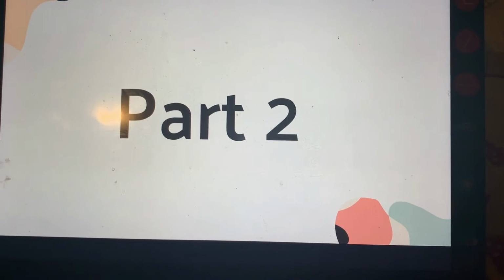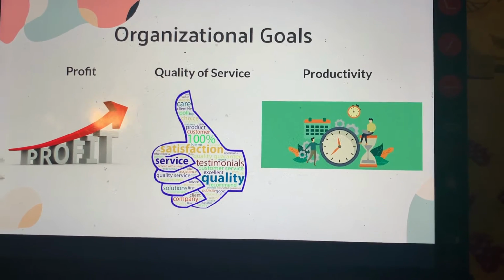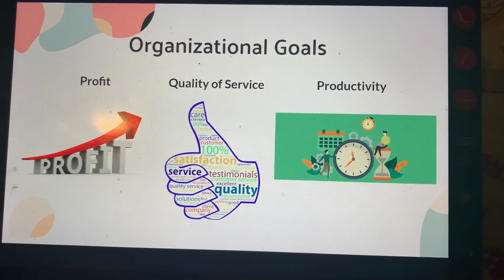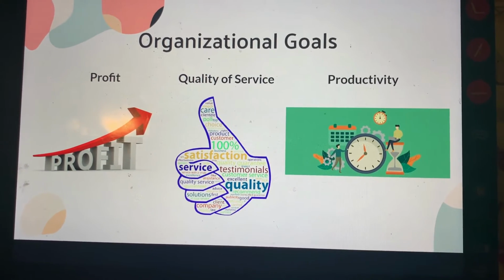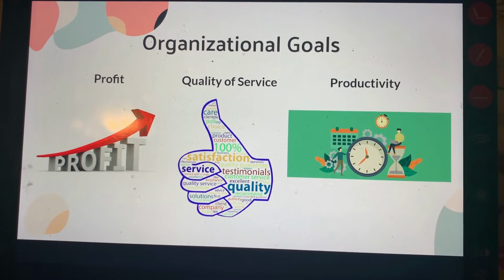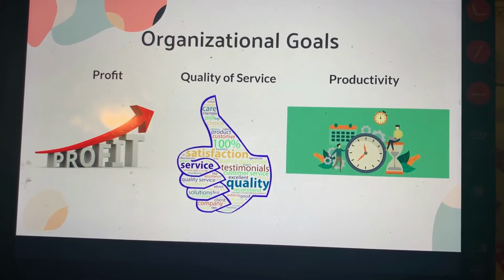Now we're talking about Part 2. Office Warehouse's goals are to earn a profit, to be productive, and to provide a good quality of service. Their main goal is to make a profit by selling large quantities of office supplies to customers at a reasonable price, which the system does well as it's easy to buy the supplies.